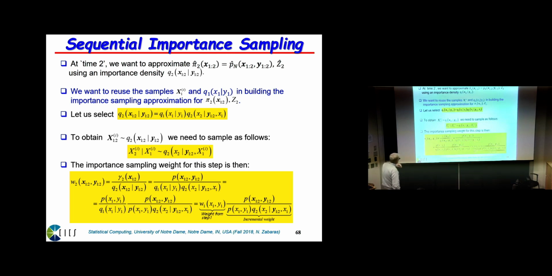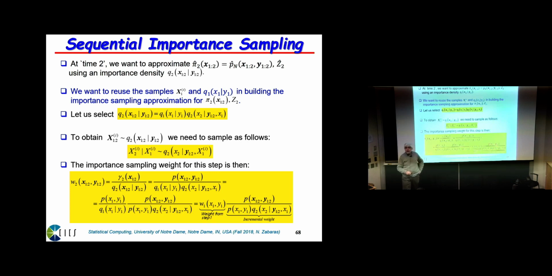And then what I do is I multiply and divide by the target distribution at time 1. And then what is P of x1, y1 divided by Q1 of x1, y1 is my weight from step 1. Right, this is the weight from step 1. And then I have some incremental weight that looks a little bit complicated right now.